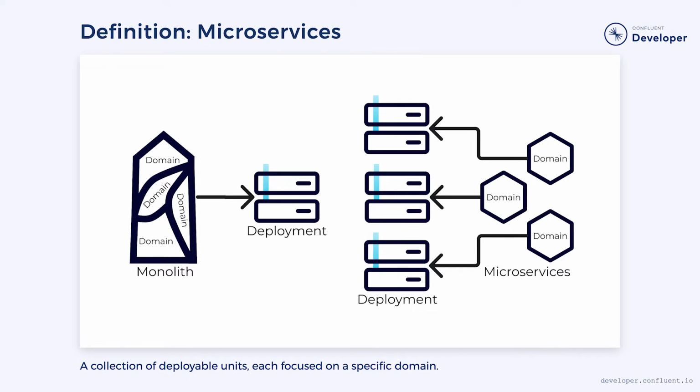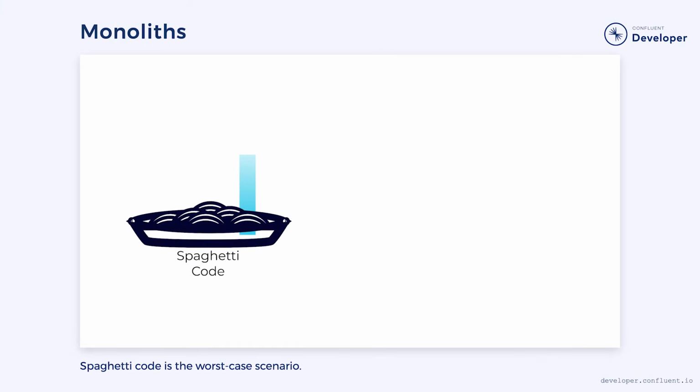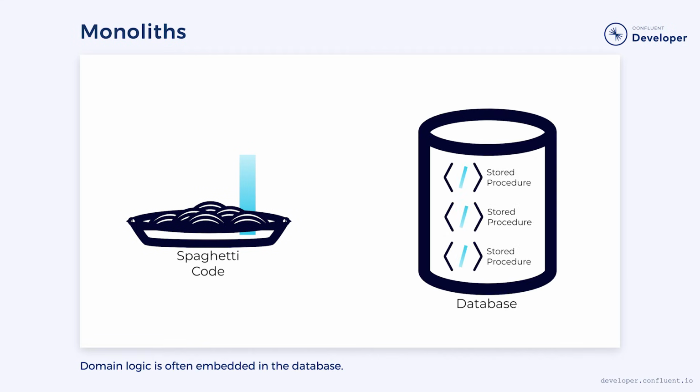Let's consider the worst case for both monoliths and microservices. For a monolith, the worst case is the dreaded spaghetti code, where many domains are intertwined without clear dividing lines. Often, business logic is in the database as stored procedures, and there's a weak sense of ownership of the data. These systems can be difficult to maintain because even small changes can have far-reaching effects.